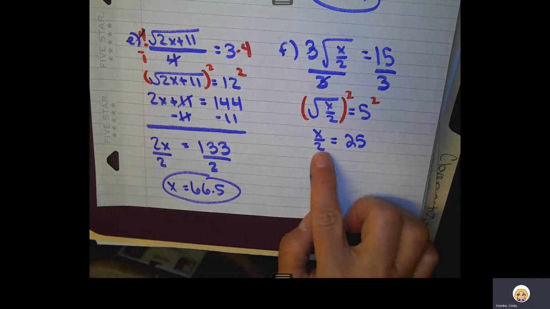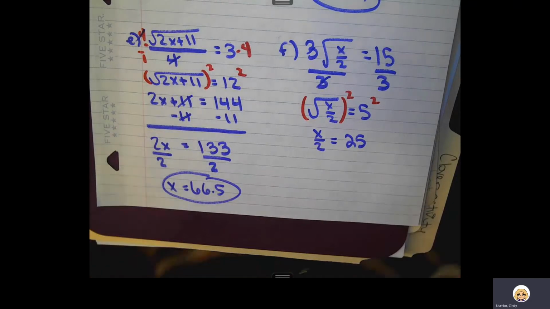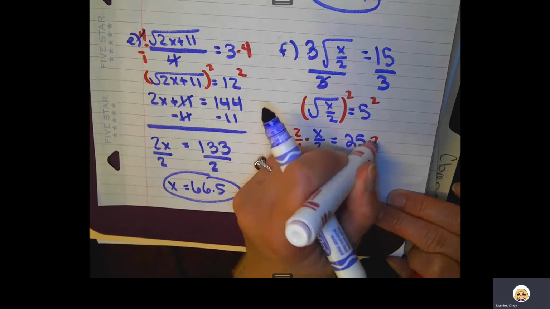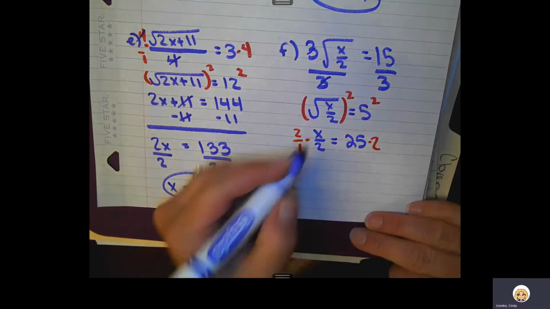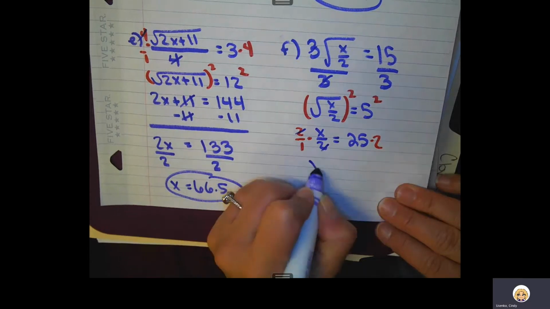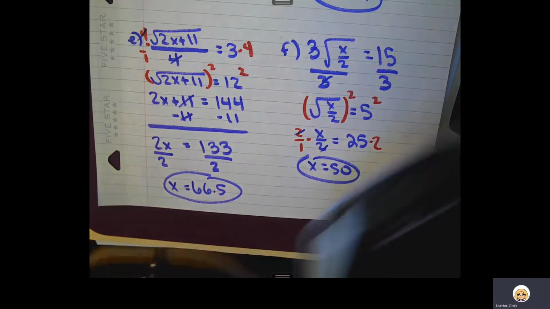To get rid of this 2, we see dividing by 2, we can cross multiply, or we can just multiply both sides by 2. So I'll put times 2 over 1 on the left, times 2 on the right. These 2's cancel. 25 times 2 is 50, so we have x equals 50. I'm going to do a quick check to make sure it's right.